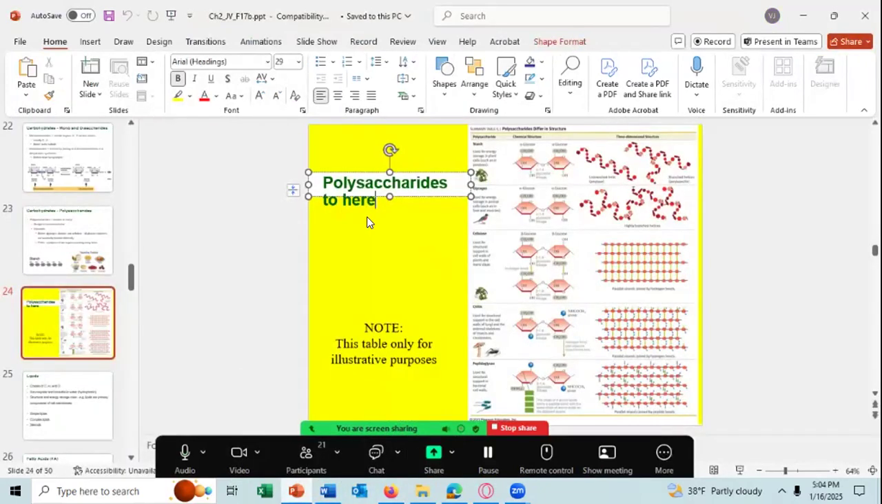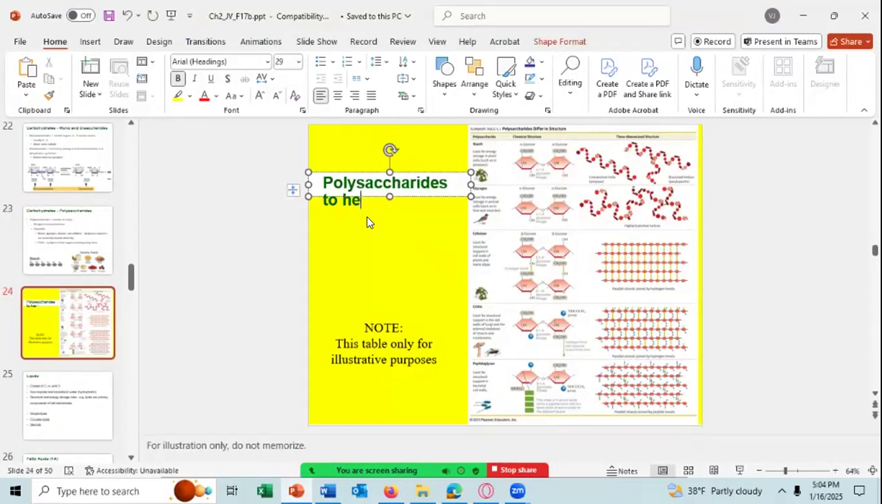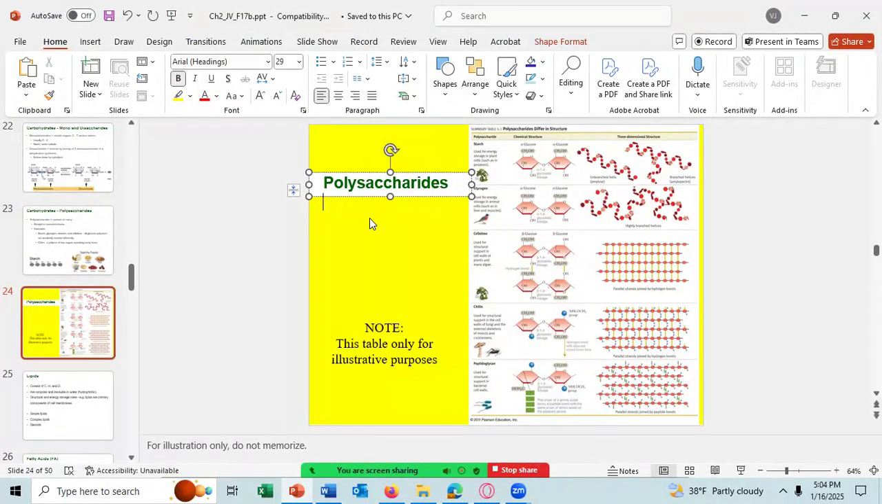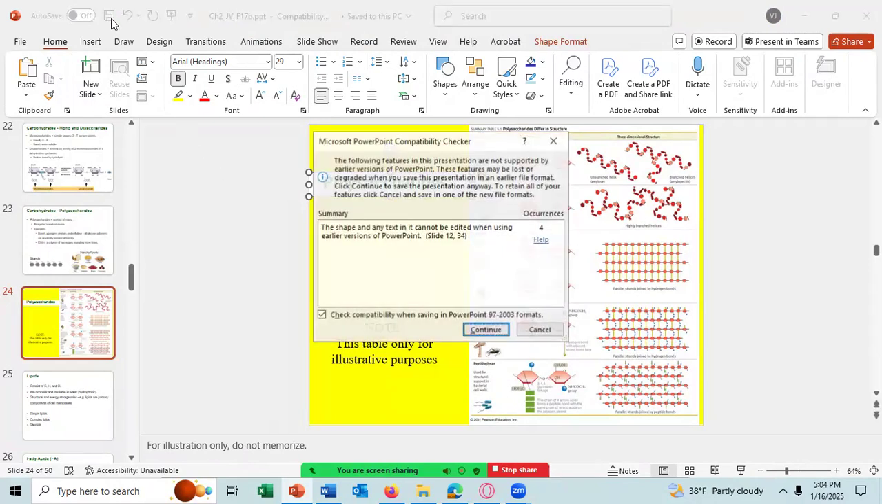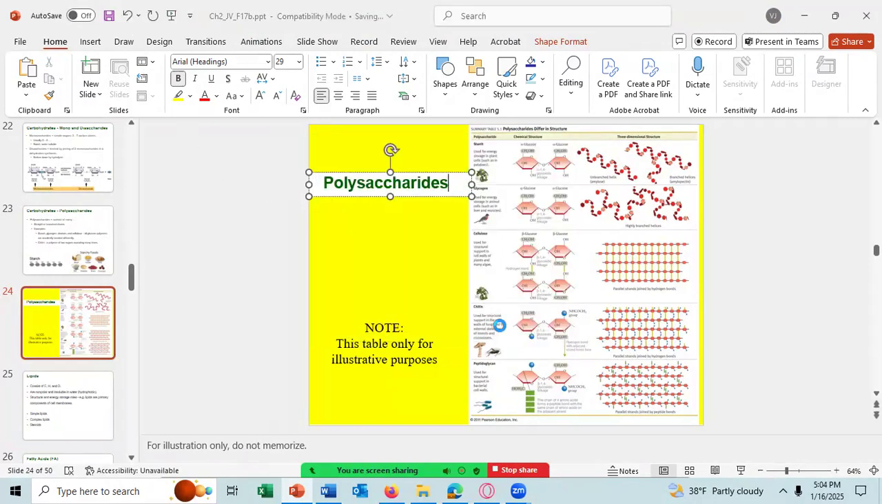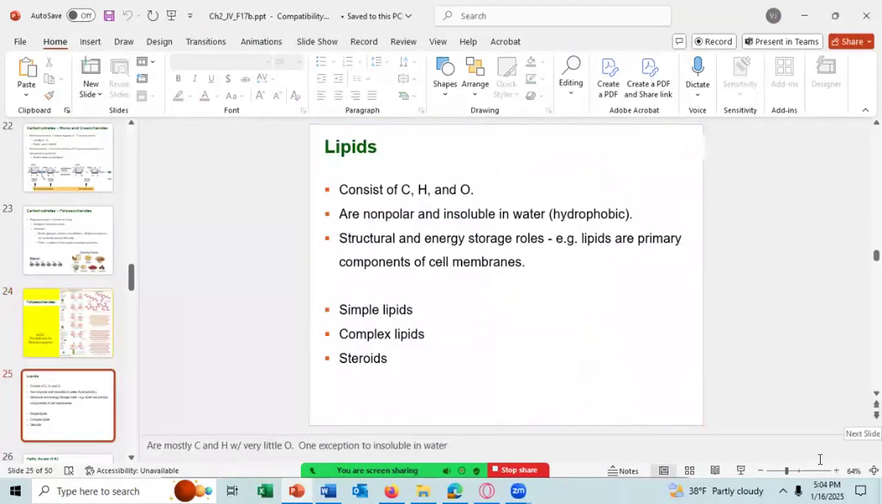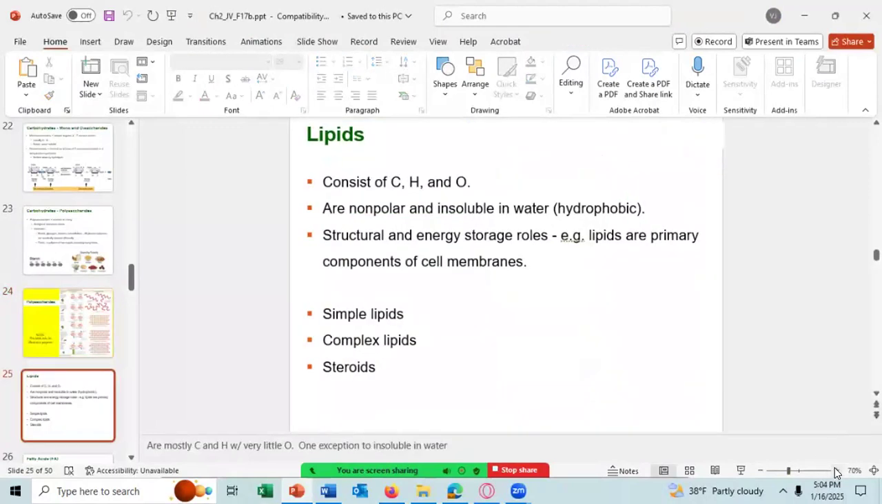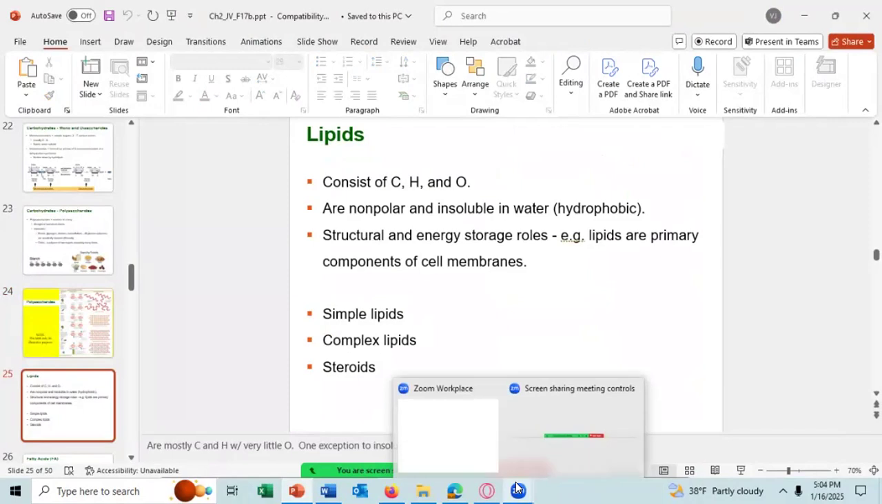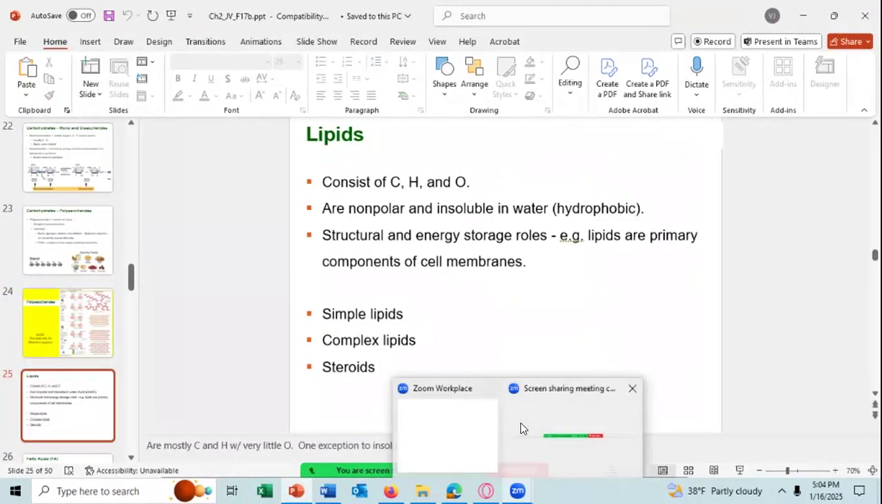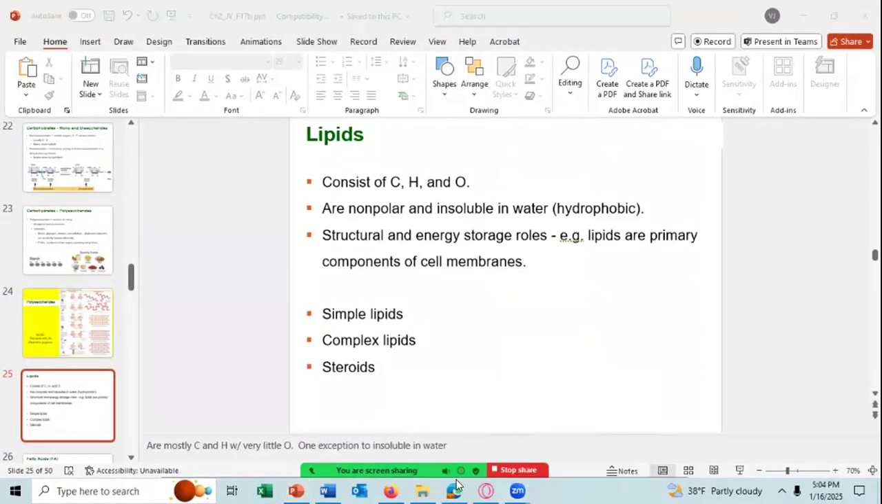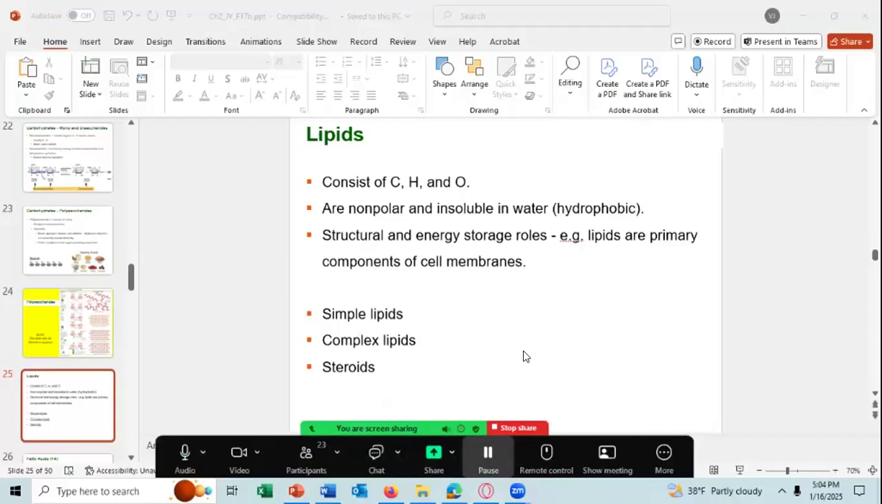I have that we were talking about the polysaccharides in our last slide. Any questions about the polysaccharides? If not, let's move on to lipids. People are still logging in here. Let's see how many people I have here. I can't see it. Come on. 23. Well, that's pretty good.